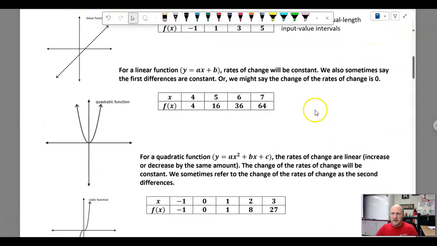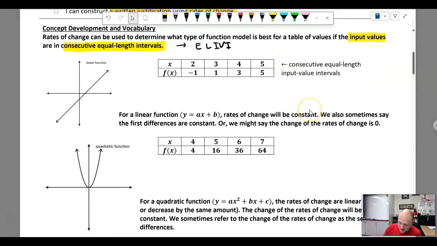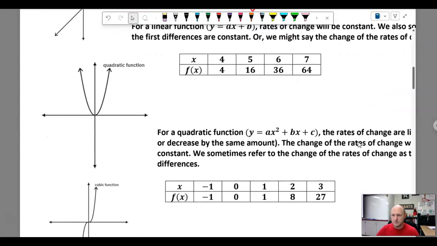Now, what about a quadratic function? Actually, I want to show you in this table here. From -1 to 1, that value is 2. From 1 to 3, that value is 2. From 3 to 5, that value is 2. Notice how your rate of change is constant, and then the rate of change of your rate of change is 0. So first difference is constant, second differences are 0. That's for linear.